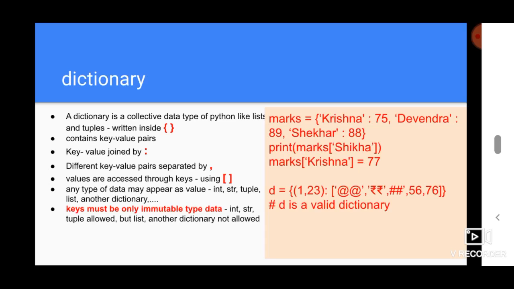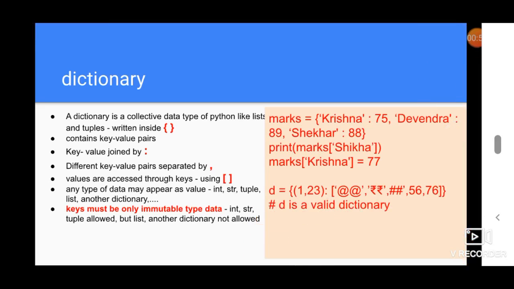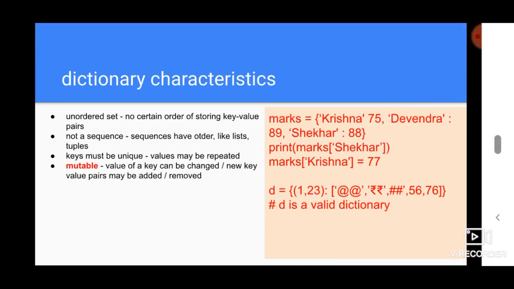So D is a valid dictionary. As we said, only immutable type data can appear as keys, and since tuple is an immutable type data, it can be used as a key. Then we have already discussed the mutable property of dictionaries.